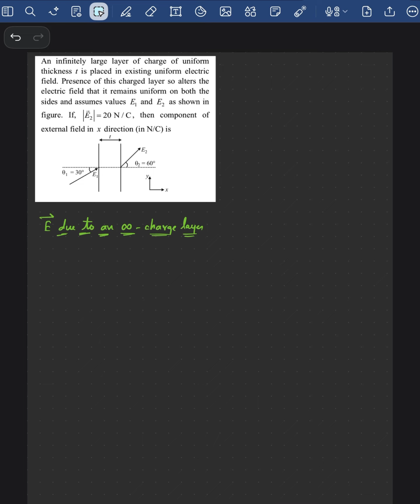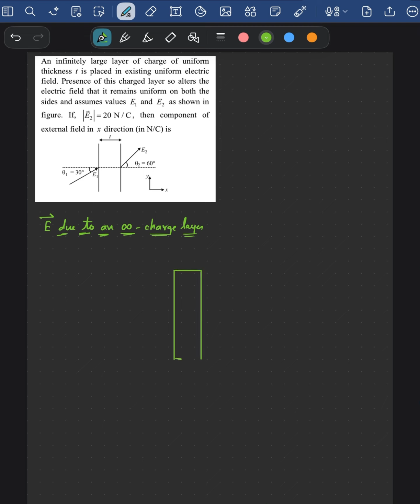Let me define the scenario. I'm drawing the same diagram. I have an infinite charge layer. The length of this infinite charge layer is infinity, the breadth is infinity, but the thickness is T. So this length is infinity, and even this length is also infinite, which hopefully you've understood from the question.